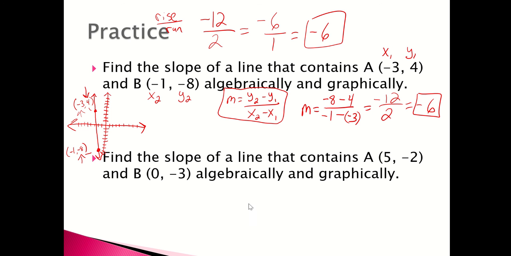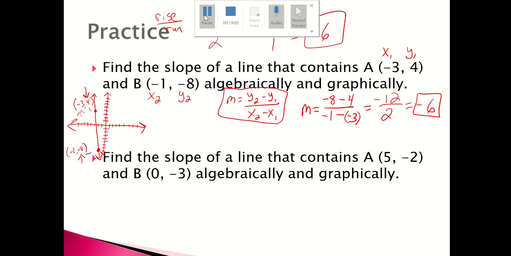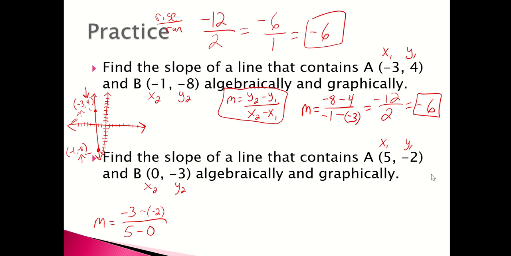Just do this next one here algebraically. Find the slope of the line that contains 5, negative 2, and 0, negative 3. Pause the video now, find that slope. Okay, remember, it doesn't matter which x coordinate you call x1, but the other one becomes x2. So I called 5 x1, and I called 0 x2. If you did it the other way around, you should get the same slope unless you made a mistake.